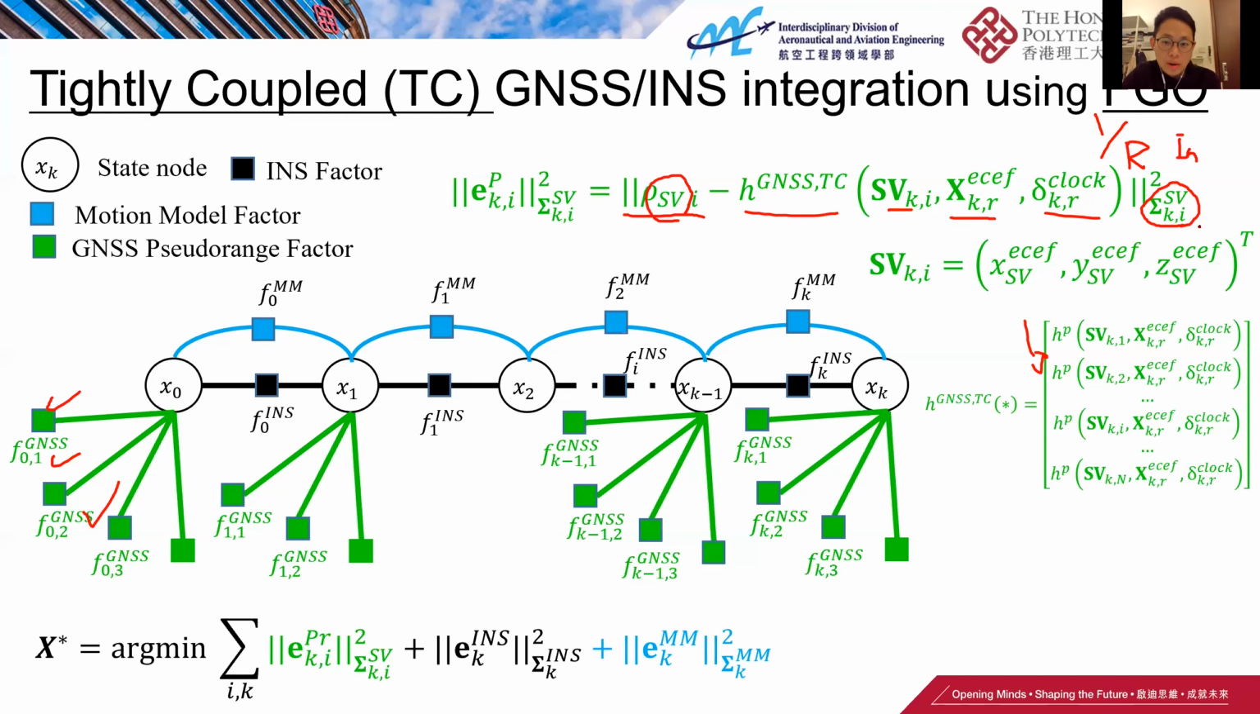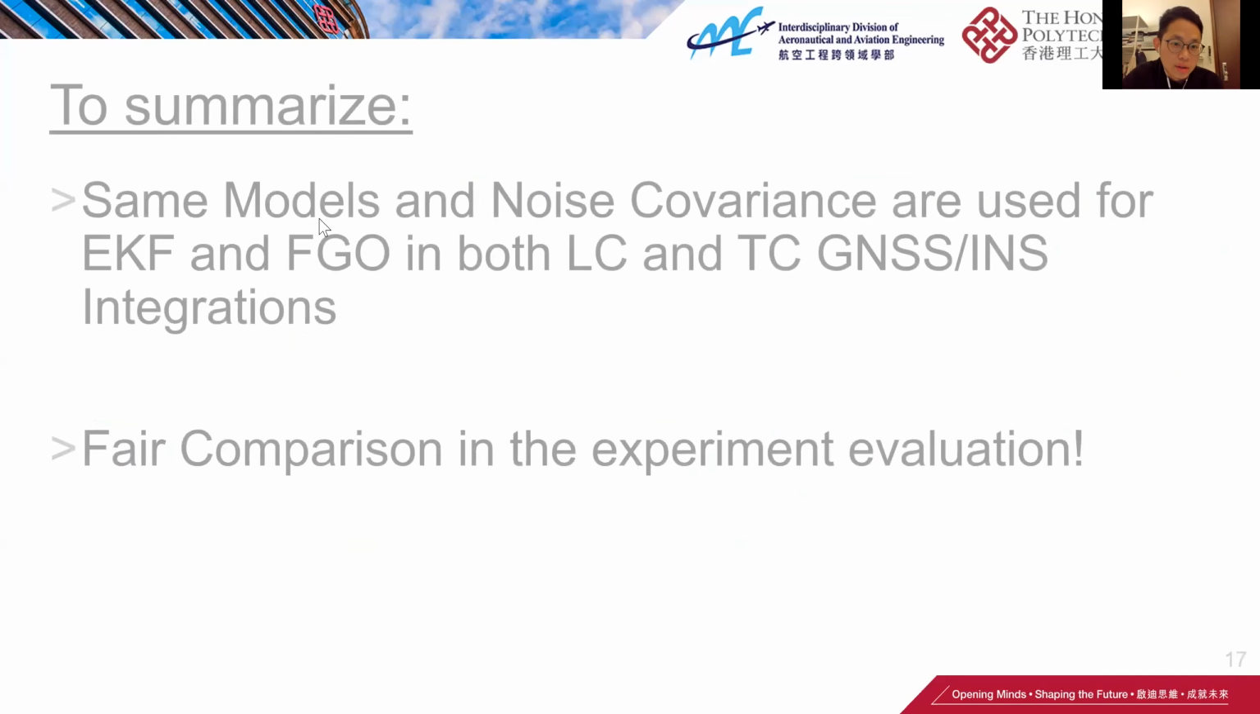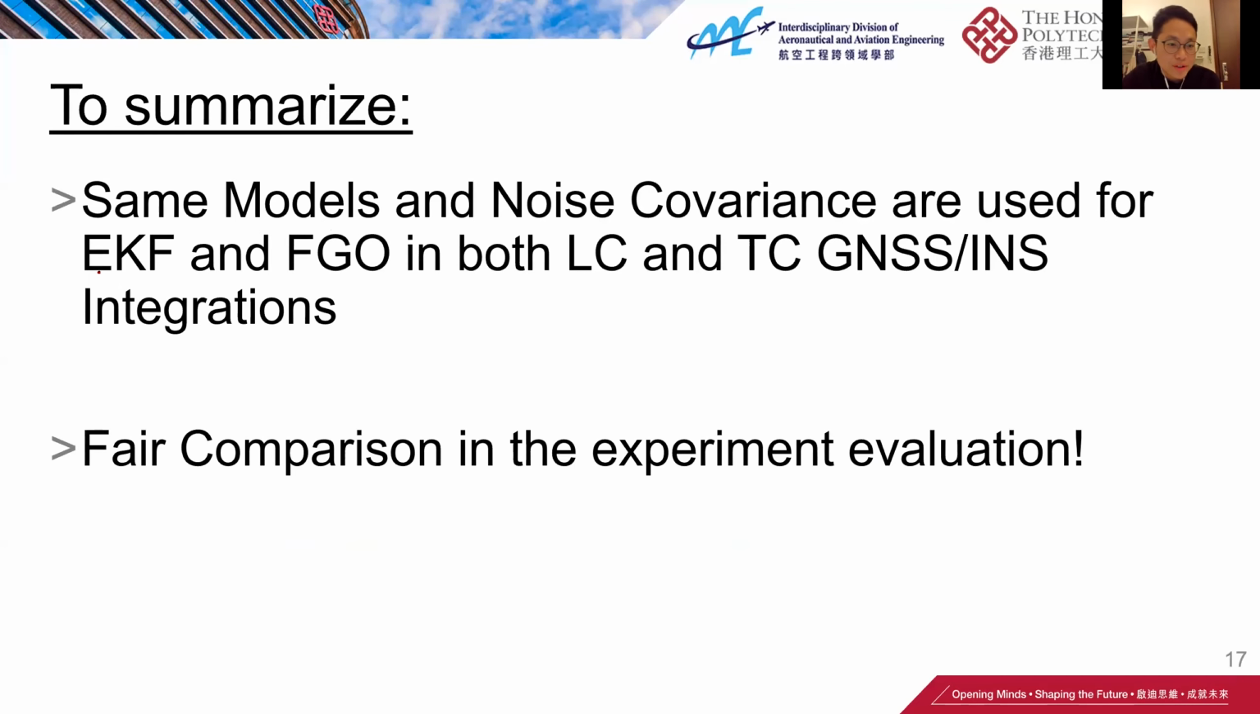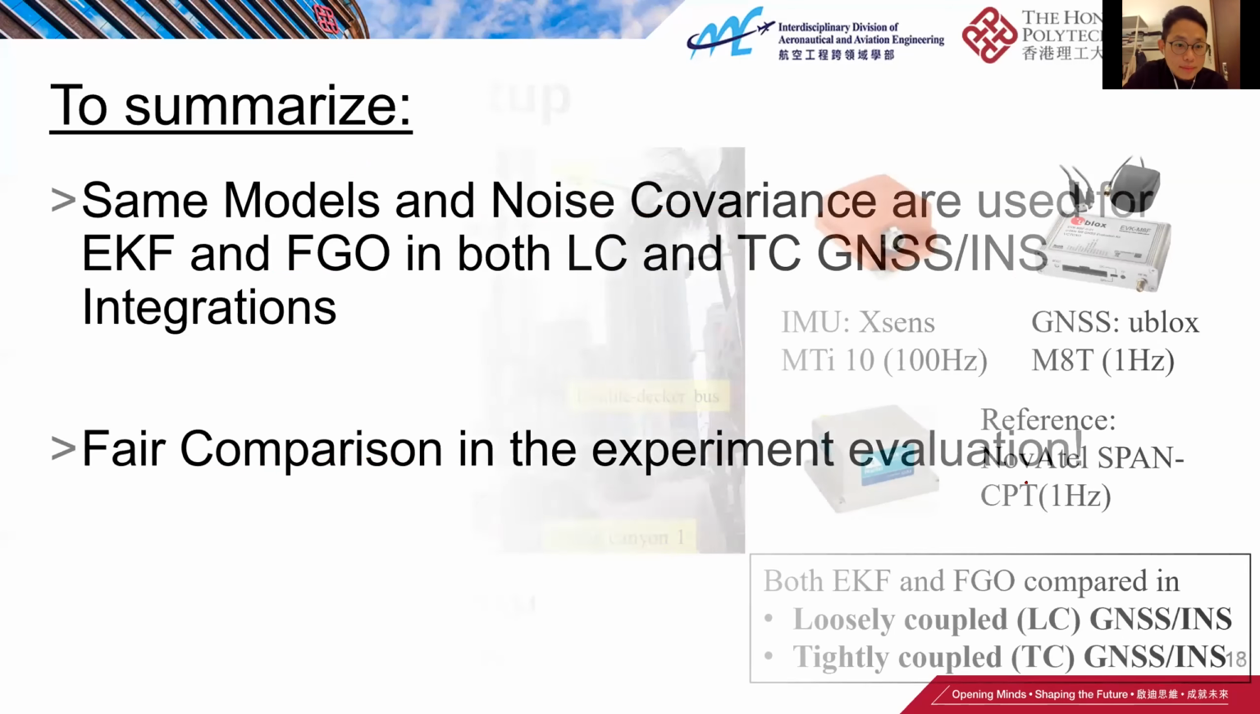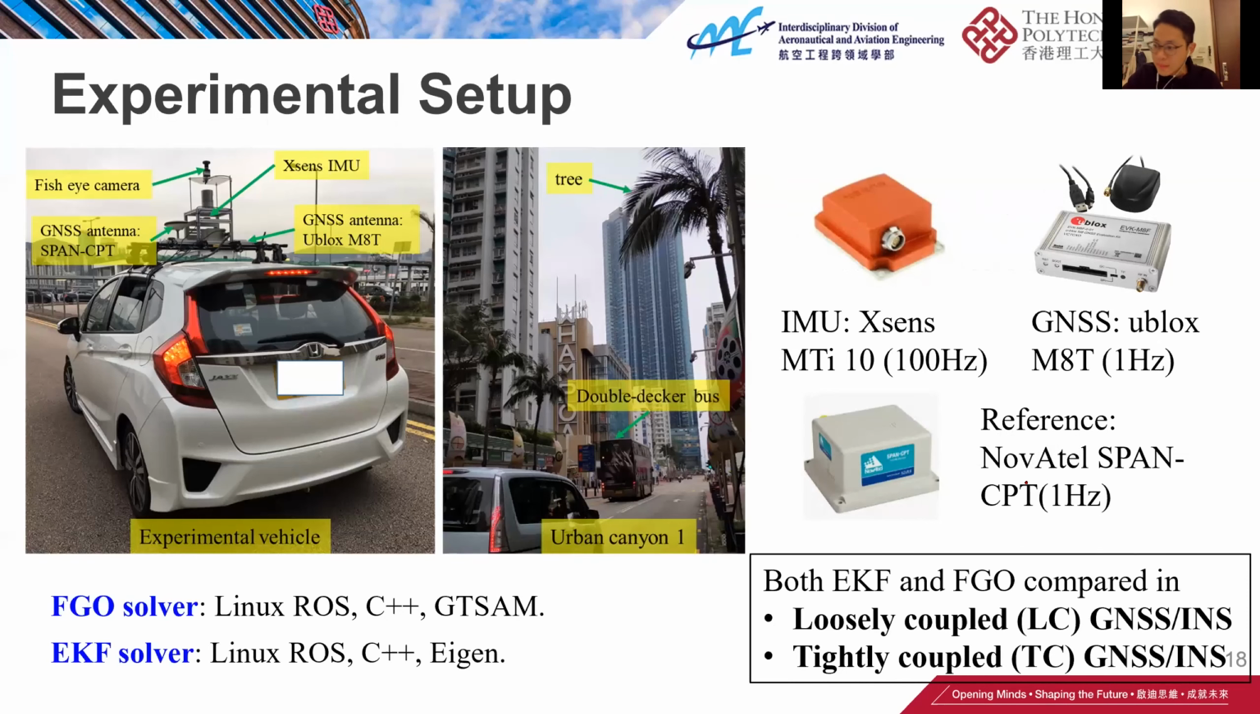All right, so here I want to quickly conclude that, in comparison of EKF and FGO, we're using the same model, and the same noise covariance is used. The only difference is the way of implementing it, the way of the MAP estimation. We want to do this because this makes a fair comparison in the experiment evaluations. Right, so this is our experiment setup. I hope I didn't go too fast because I have 30 minutes, and I already used 15 of it.